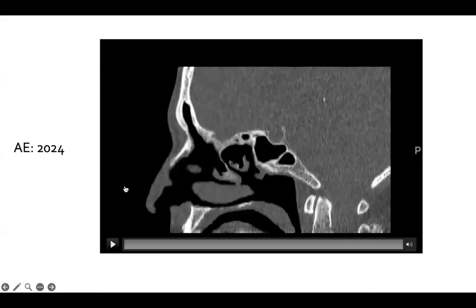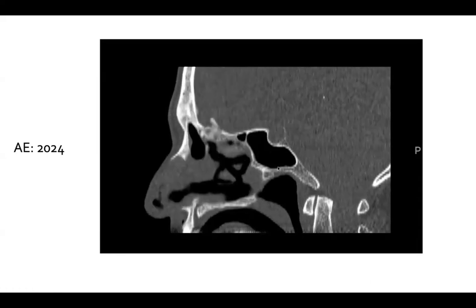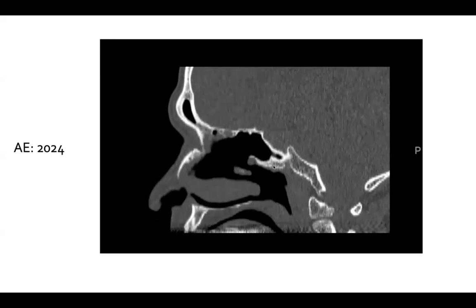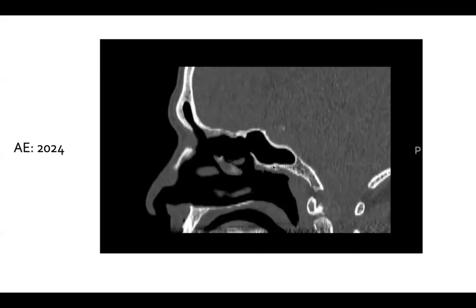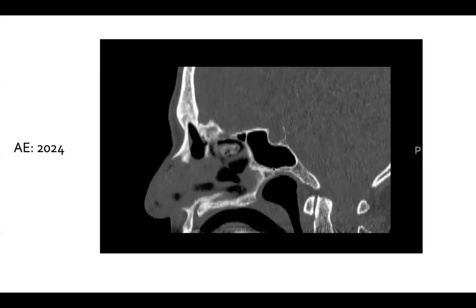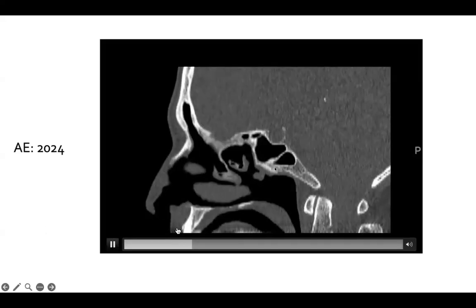So this is him in 2024. This is now, and you can see that the drainage pathway has been widely opened with a Draf 3, right? So we had no option on this patient other than doing a Draf 3 and creating a nice open pathway. And you can see that's the upper part of the septum that's gone.